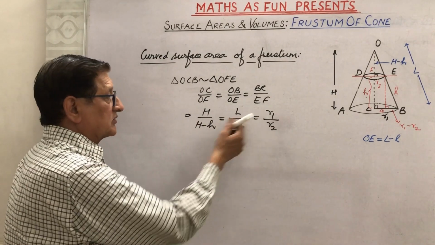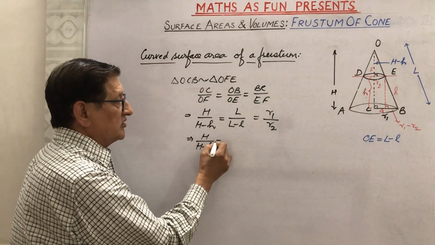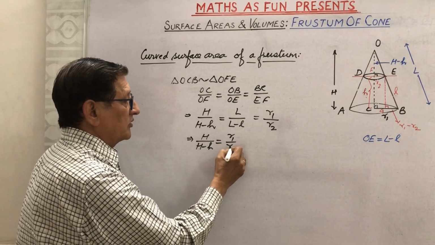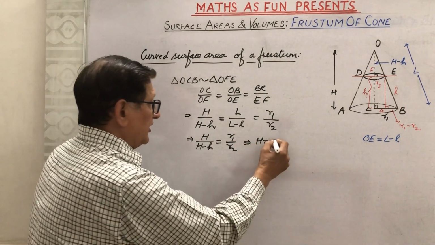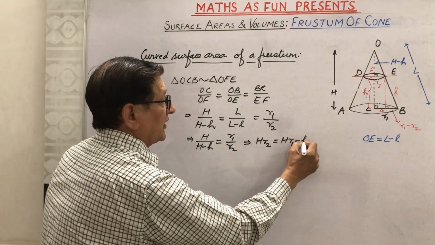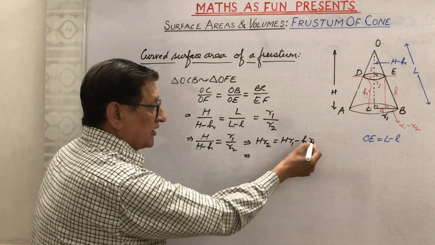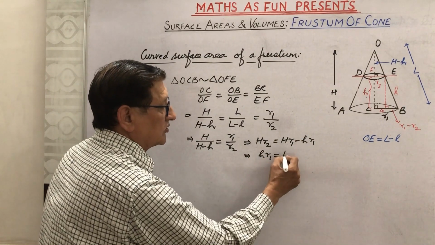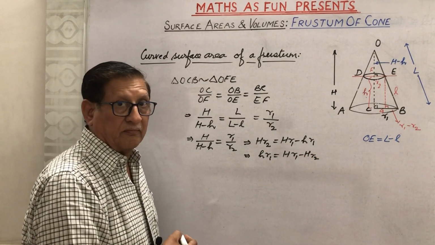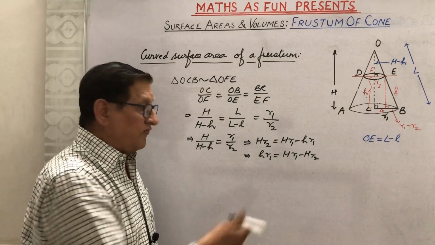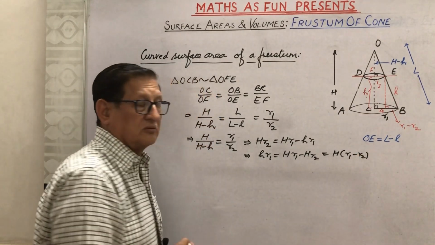If we take the first and the third part, what do we find? That H upon H minus h is equal to R1 upon R2. If we cross multiply, we are getting HR2 is equal to HR1 minus hR1. By transposing, what do we get? We can get hR1 is equal to HR1 minus HR2. If we take H common, this will be H into R1 minus R2.